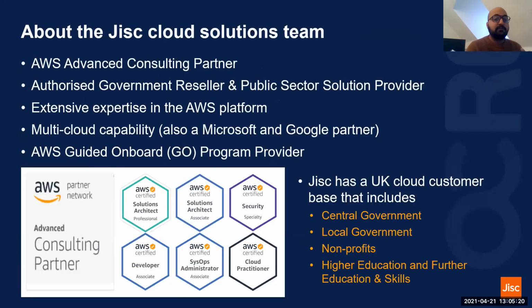A bit about Jisc Cloud Solutions. Jisc Cloud Solutions is a division of Jisc partnered with AWS, Microsoft, and Google. We are an AWS advanced consulting partner. Our team of cloud consultants, solution architects, security engineers, cloud engineers, and project managers provide consultancy, professional services, and managed services to our customer base that includes education and research, central government, local governments, and not-for-profits.